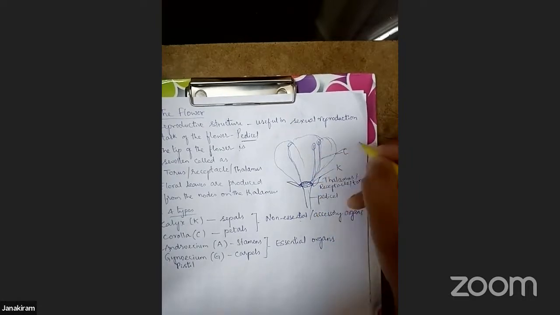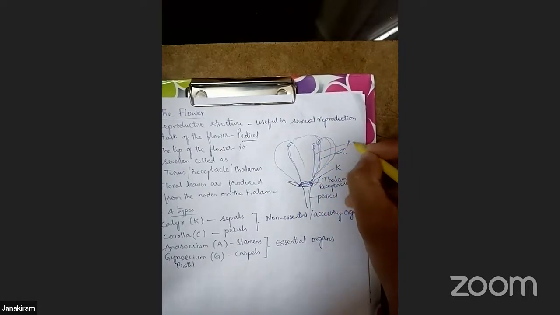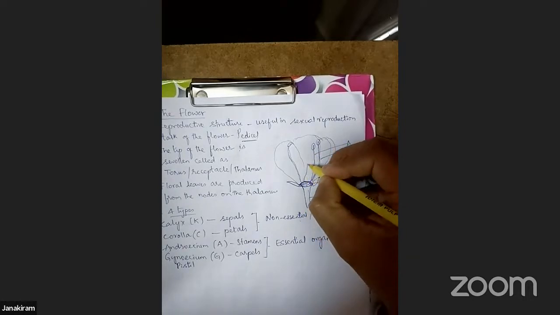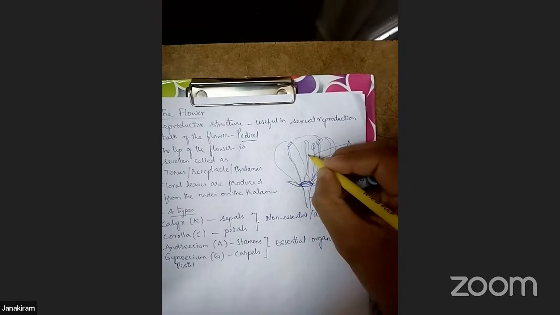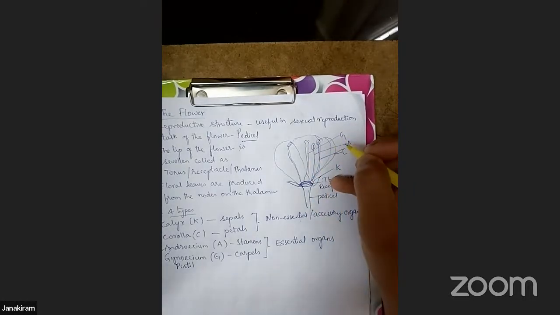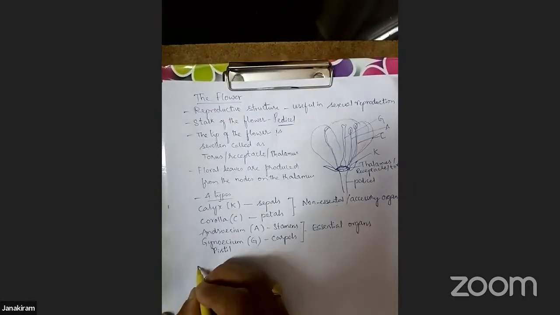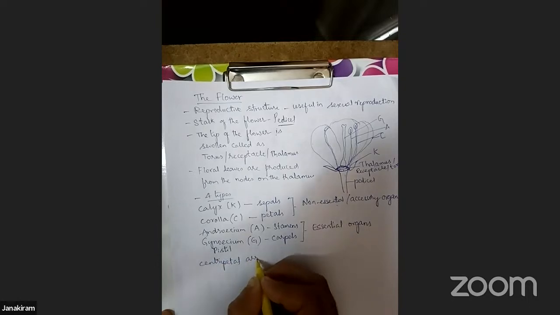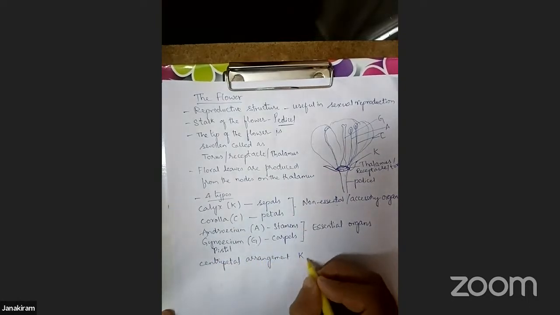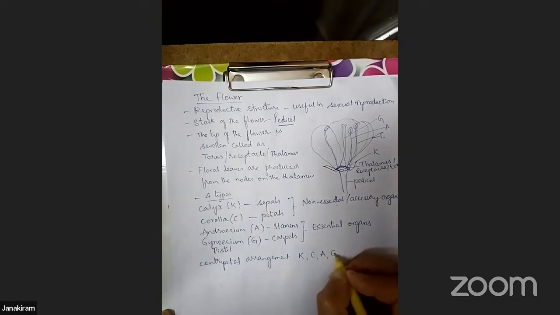That is A. And the fourth one will be the gynoecium. That is G. So the arrangement from outside to inside will be, that is the centripetal manner. Centripetal arrangement means calyx, corolla, androecium, and gynoecium.